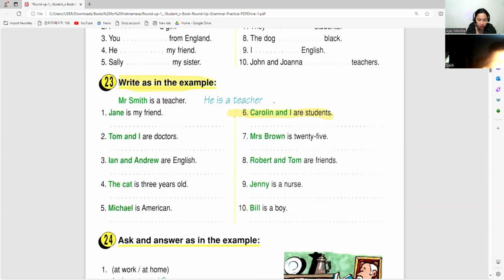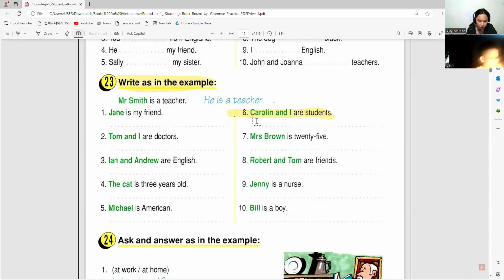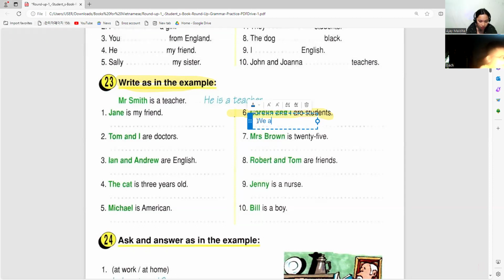Wang Bak, let's continue number six. Write as in the example. He's a teacher. We will use what pronouns? We are students. Caroline and I, we are students. That's right.